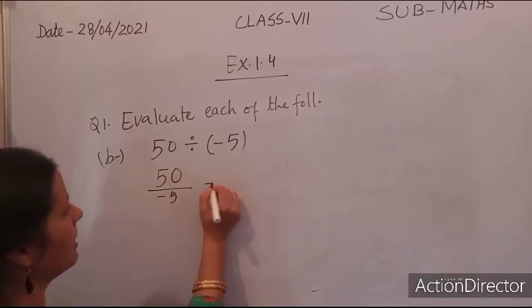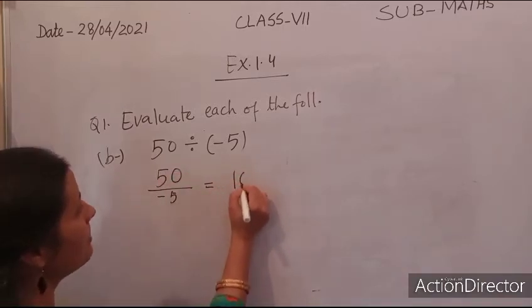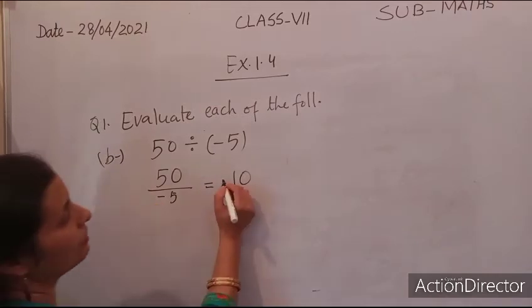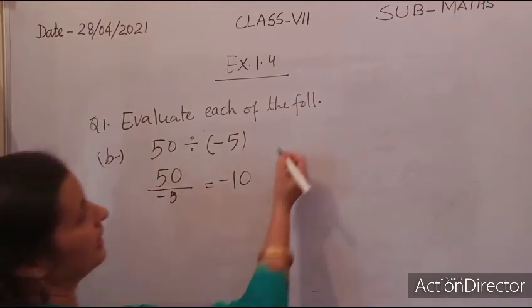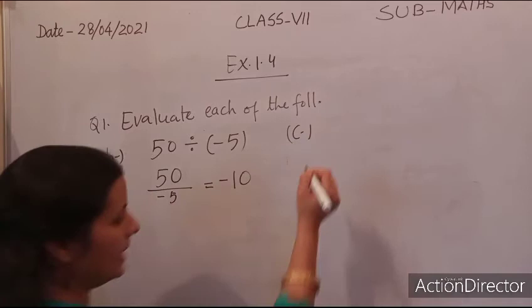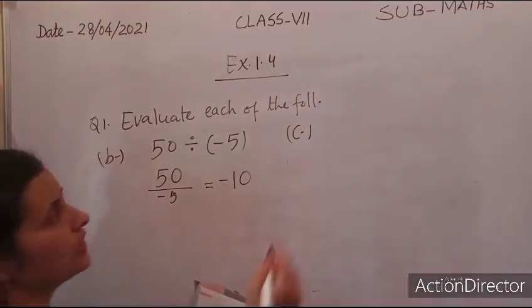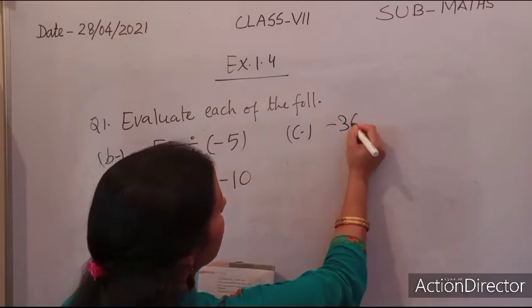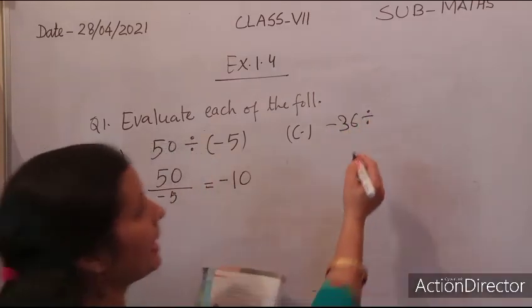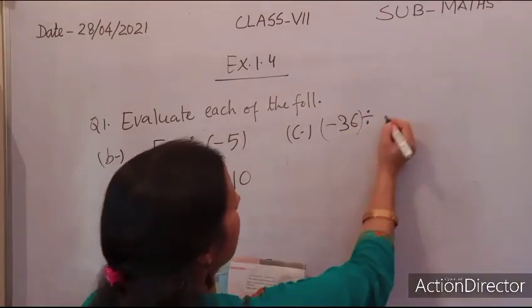50 divided by minus 5. So it will become 5 times 50, but here is a negative sign, so we will place this negative sign here. Understood? Now come to the C part, which is minus 36 divided by minus 9.